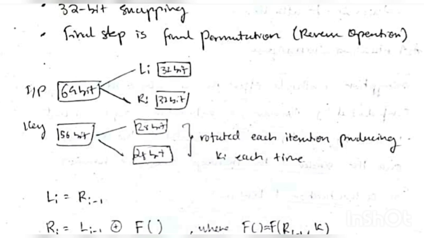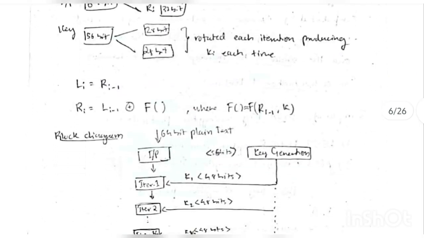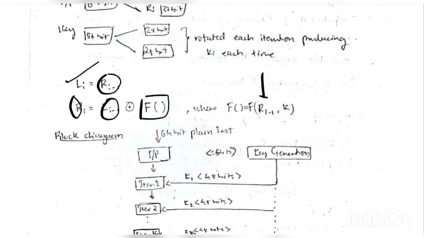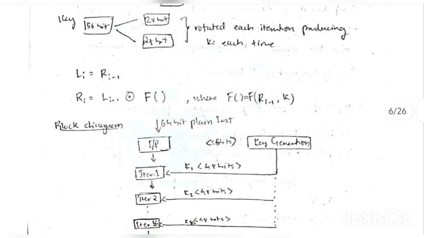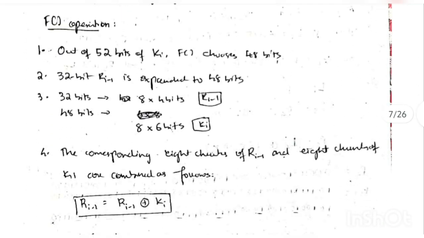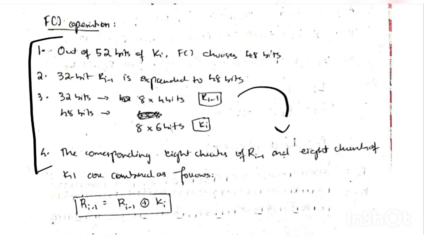In the same way the key will also be divided. The key is 56 bits, divided into 28 and 28. In each iteration it will be rotated and provided to the next iteration. These are the two formulas: Li is equal to the previous value of Ri, and Ri is equal to the previous value of Li XOR F. What is F? We will discuss exactly what it is, and how the F operation happens, in the numerical.